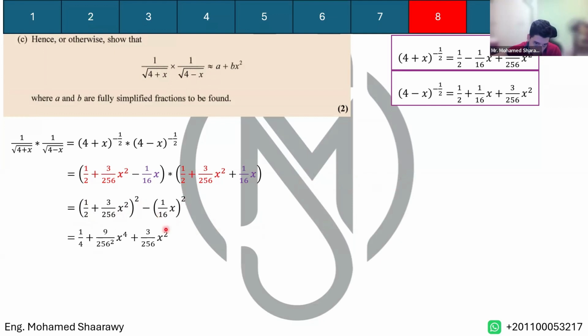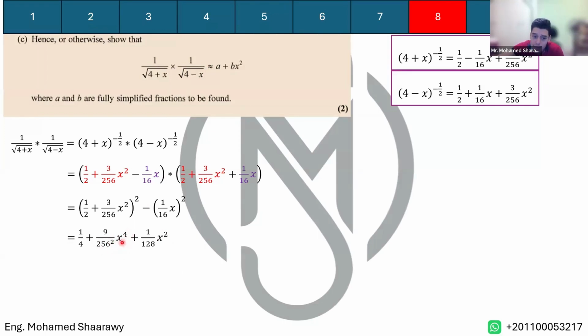Okay, and this would be squared. This would be 1 over 256 x squared. Now I have a like term, so it will be 2 over 256, which will be 1 over 128. And actually, here is a good thing. Why did the x power 4 disappear here? Actually, it didn't disappear, but he wants an approximated value. And since this number is very, very, very small, 9 over 256 squared multiplied by x power 4.